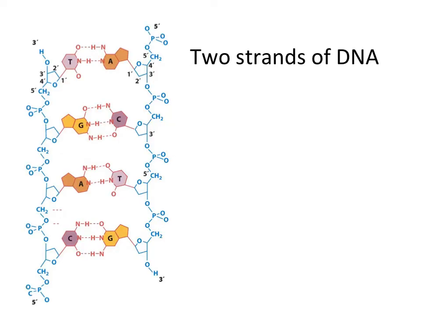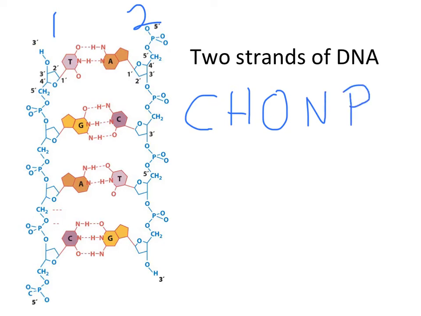A molecule of DNA is formed by atoms that are held together by many types of forces. A double-stranded molecule of DNA, like you see here, is composed of two strands, one here and one there. First strand, second strand. These are made up of atoms: carbon, hydrogen, oxygen, nitrogen, and phosphorus. These are held together by covalent bonds.